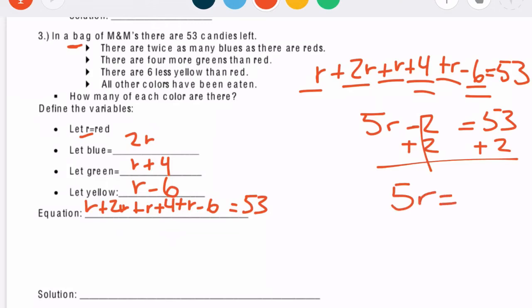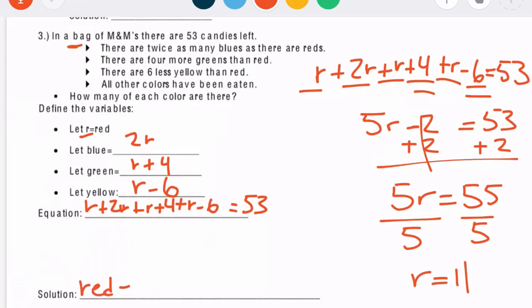So we get 5R equals 55. And finally, R equals 11. So for your answer, we need to write down all the different colors. So red was R, which is just 11.